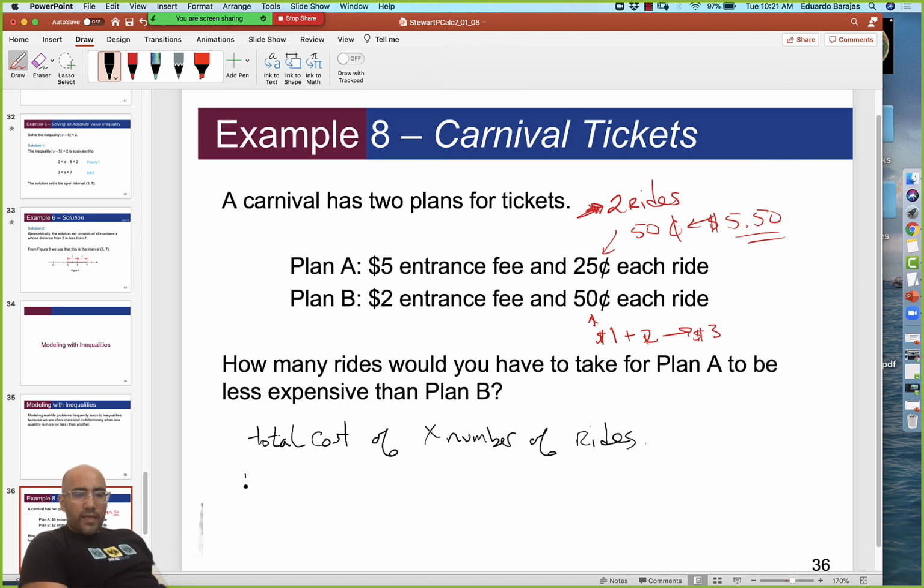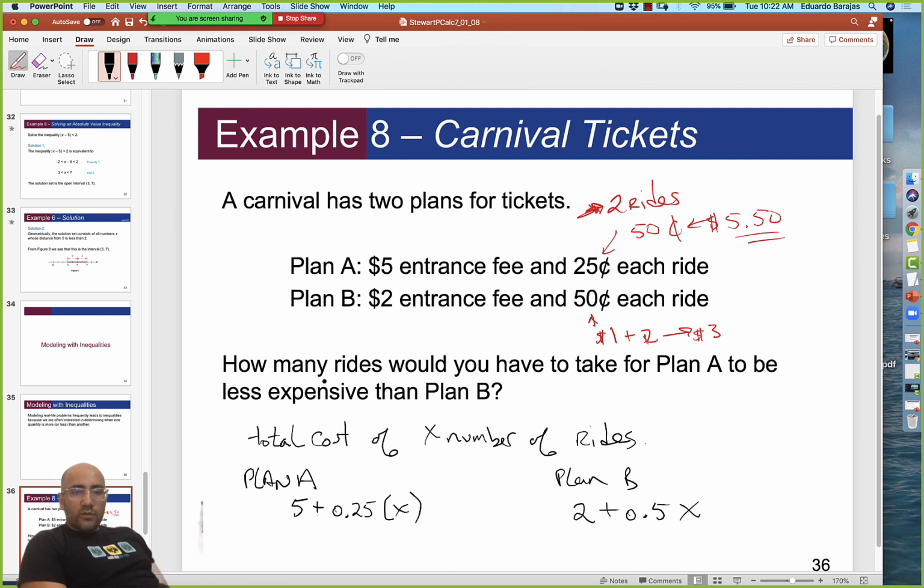should be, well, under Plan A, my total cost, there was a $5 entrance fee plus 0.25 times X. That was my total cost in Plan A. And then under Plan B, there was a $2 fee plus 0.5 times X number of rides. So this is my total cost under Plan B.